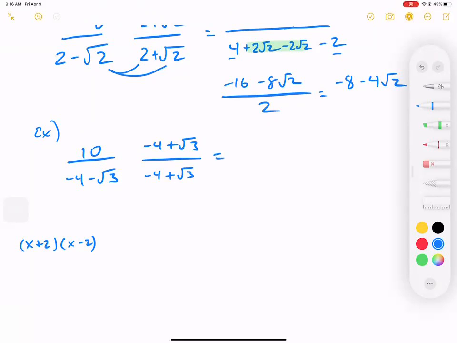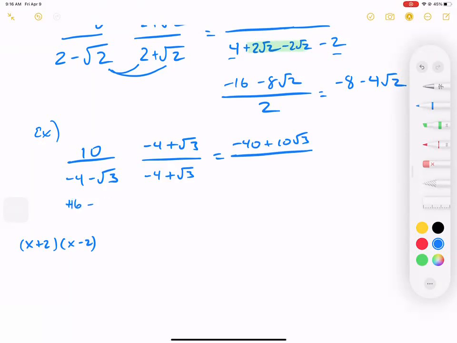Okay, so we can multiply this now. The top one is negative 40 plus 10 square root of 3. That's the top. And the bottom's going to be a big mess. I'm going to write it over here first. And then I'm going to show you again the fast way, the pattern that we should realize is coming out of this. So we have negative 4 times negative 4 is positive 16.